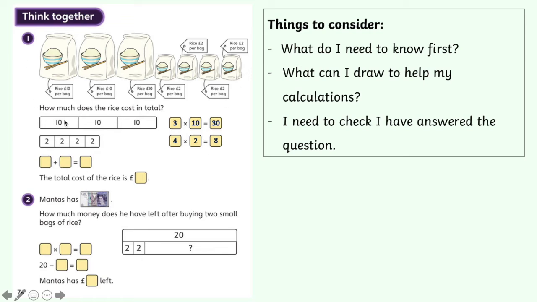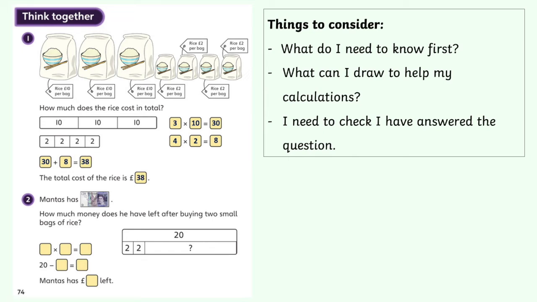Now remember, I was asked how much does the rice cost in total? It's important now I've worked out each bit to just check what I'm being asked to do. How much does the rice cost in total? So I need to add all of them together. So 30 add 8 equals 38. So the total cost of the rice is £38.